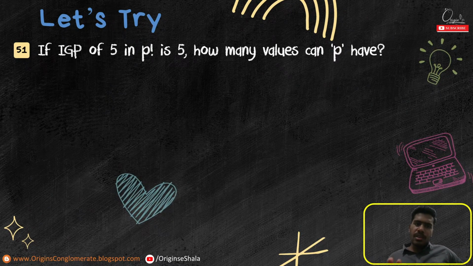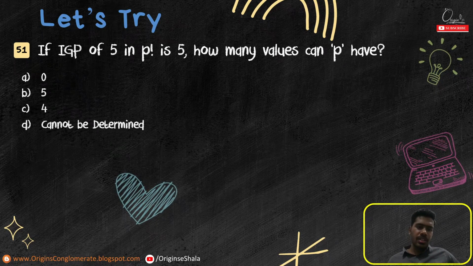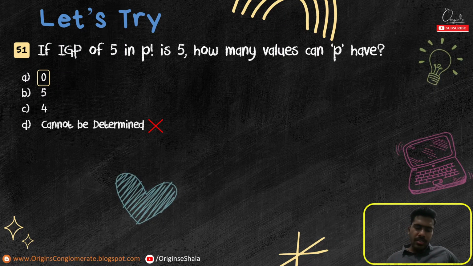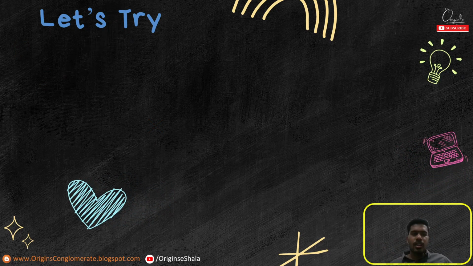If IGP of 5 in p factorial is 5, how many values can p have? These were the options given in the examination. Many students went straight for "cannot be determined", which is incorrect, because it is indeed determinable that p cannot have its own power. So the correct answer would be 0. As I said, if it existed, then the answer would have been 5. P can have 5 values, but it does not exist. So the answer is 0. Nothing rocket science, right? Now, moving on.